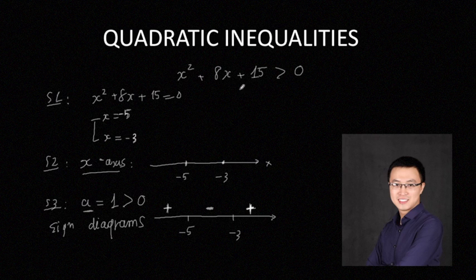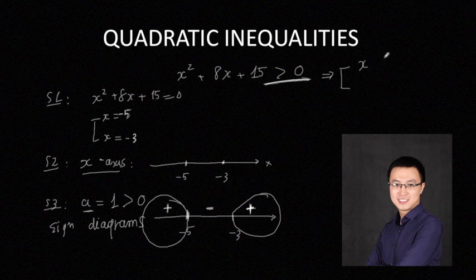And then you look at the question. The expression is greater than 0, which means positive. I will take the positive parts on the x-axis, here is part 1 and here is part 3. So the solution will be two options. The first is the left-hand side of minus 5, meaning x has to be less than minus 5, and the second is the right-hand side of minus 3, so x will be greater than minus 3. Here is the solution of this inequality.